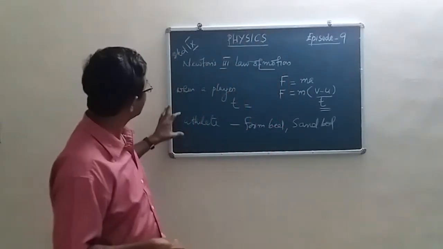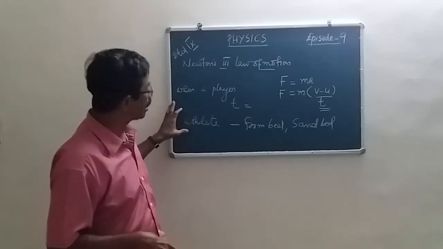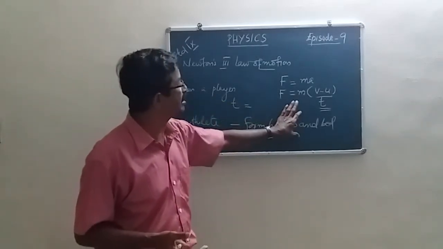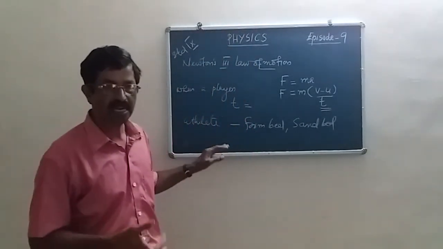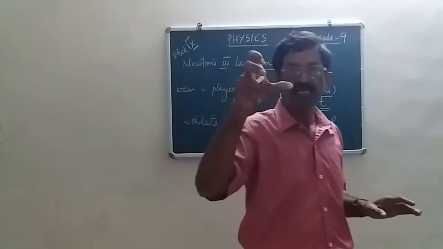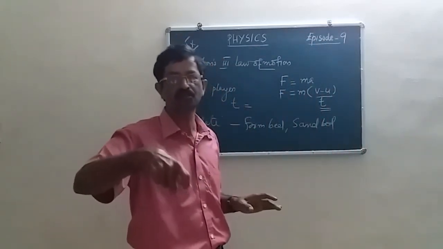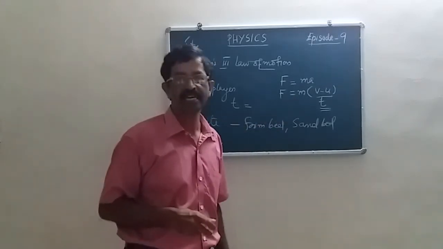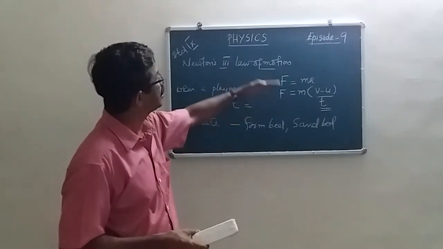Otherwise, in the case of an athlete, in a pole vault or high jump we use a foam bed or sand bed. In long jump also we use a sand bed to avoid injury. There we reduce injury by increasing the time of falling. The time taken to come to rest can increase so that the force acting there can decrease. That is the application we get from the second law.